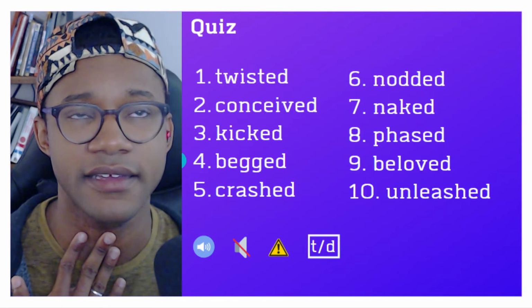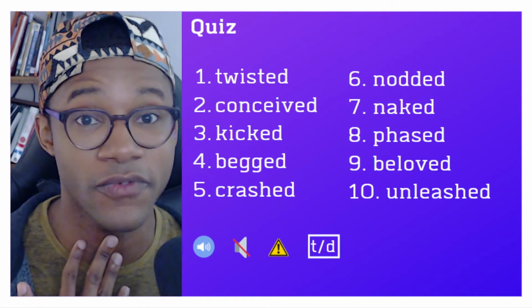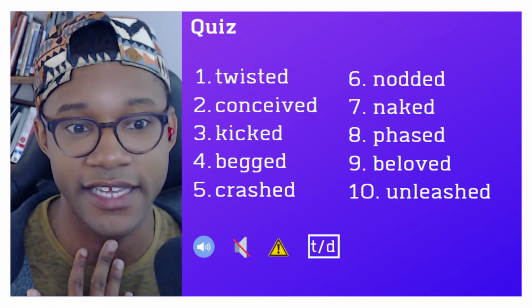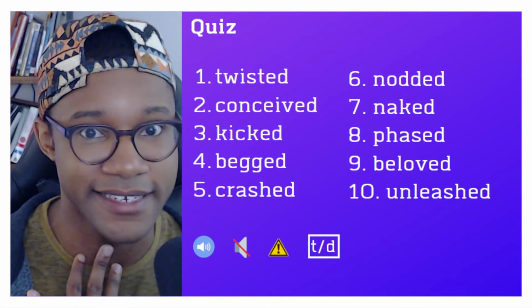And number 4, the root word is beg. G. That's voiced, isn't it? G, beg. So we are adding a D sound to the end of that. This is voiced. Begged.